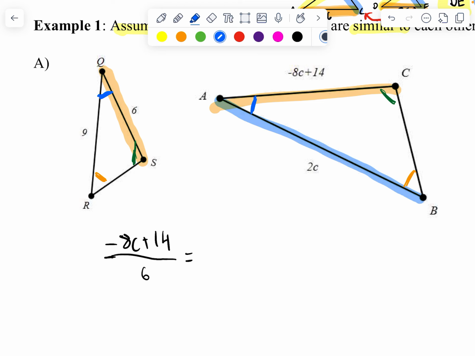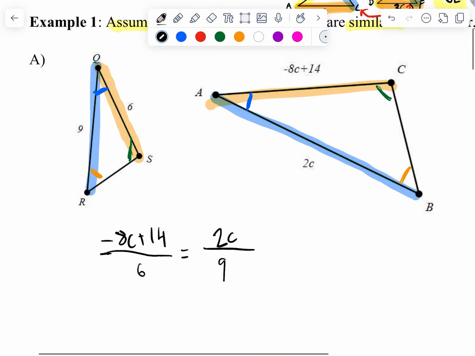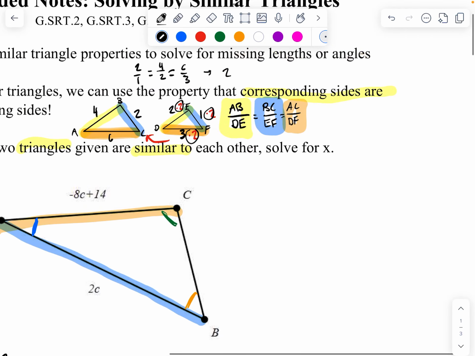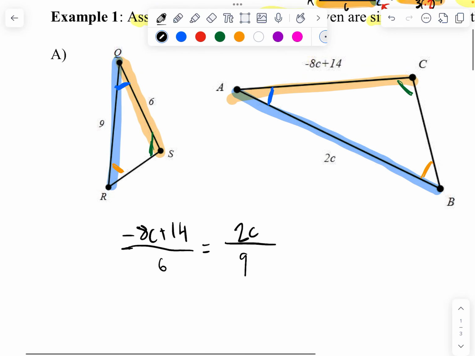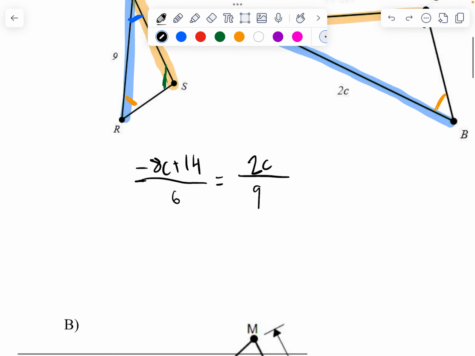Now, our next side we see here is a 2C. So stay consistent. Larger triangle had the top side of the fraction, the numerator, and then the corresponding side in the smaller triangle is 9. So over 9. There we go. And now your ratios are equal, your proportions are equal. And this is an equation you can use to solve for your variable.